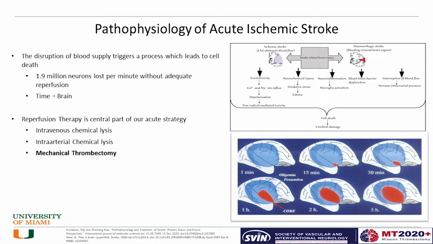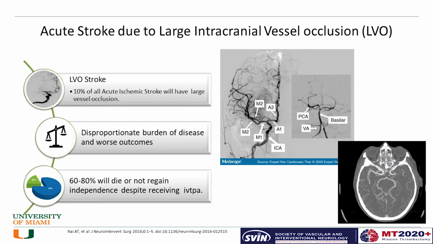So there are different strategies we use for reperfusion therapy. Intravenous thrombolysis is key. There can also be intra-arterial chemical lysis. We will focus our talk today on mechanical thrombectomy, physically removing the clot that's causing the obstructed blood vessel.